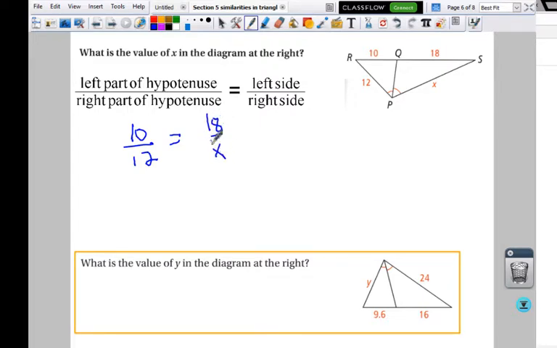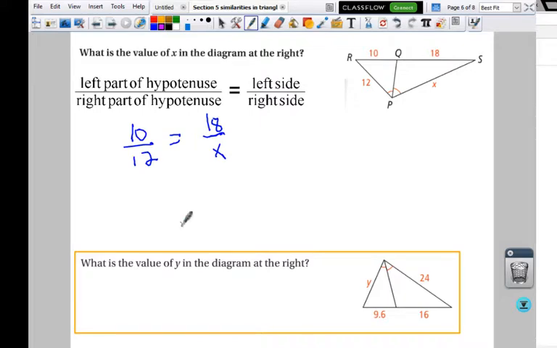Cross multiply. Or for this one, you can actually do your fish method, because there's only one x. And remember, left part of hypotenuse over the right part of hypotenuse can equal 18 over x. But you can actually flip around a little. Proportions are funny that way. So you can cross multiply, you can do your fish method. It does not matter.